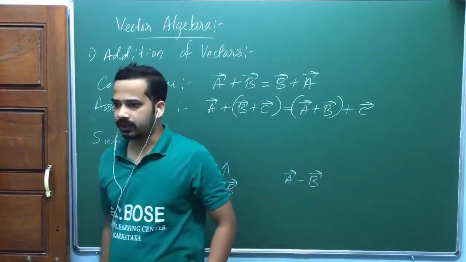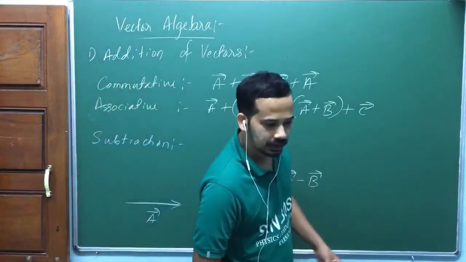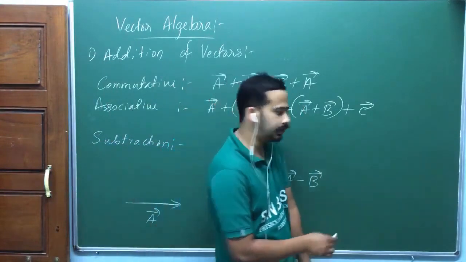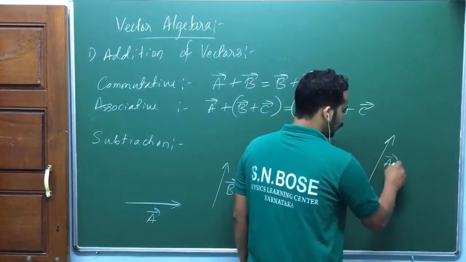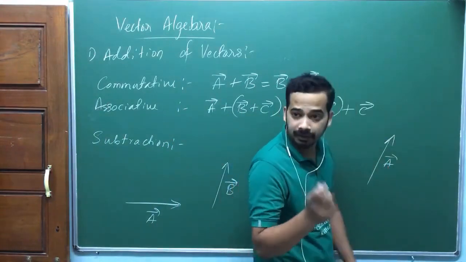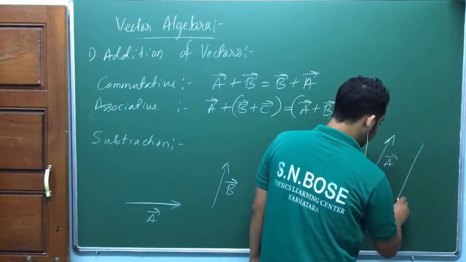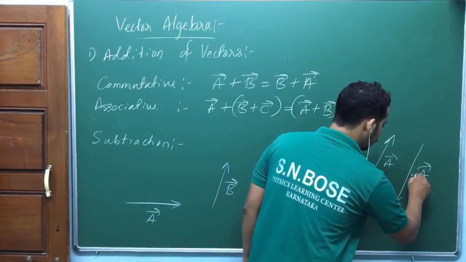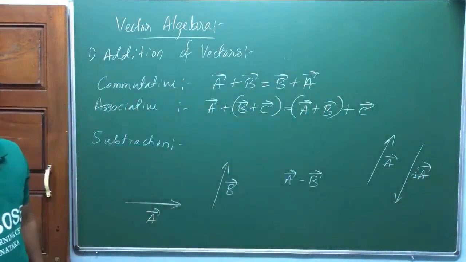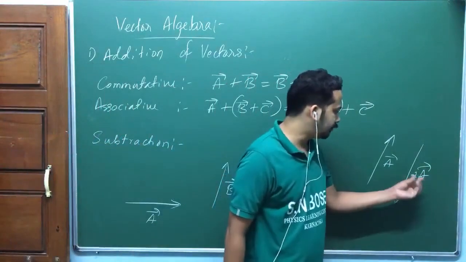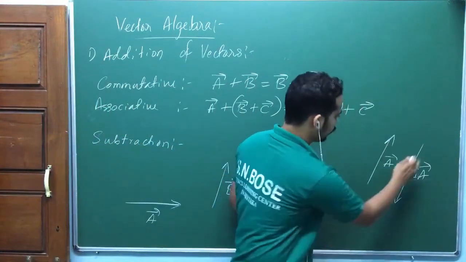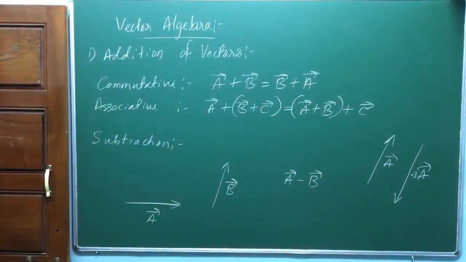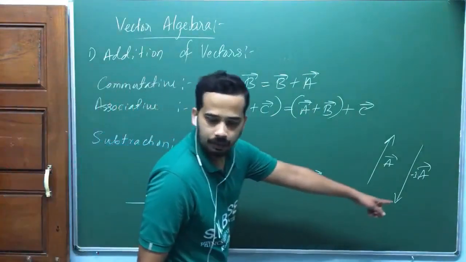A vector can be multiplied with a scalar. If you multiply it by a scalar, its length will change. Sometimes if that scalar is negative, the vector will invert. Suppose you have vector A here, and you multiply by scalar minus 1, that will be minus A. I have multiplied by scalar minus 1 here. Multiplying by minus 1 will not change the length of the vector. Lengths are the same, but it will invert the direction. I hope you can grasp that point.